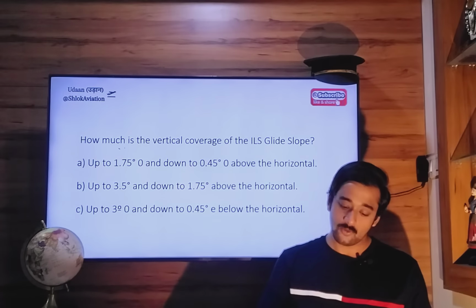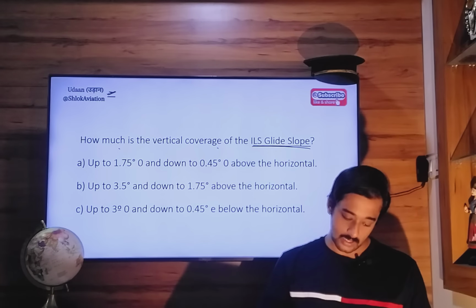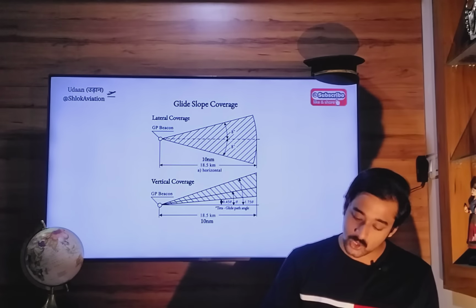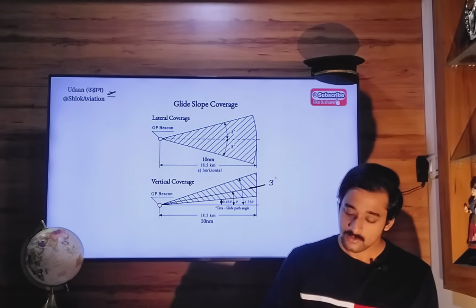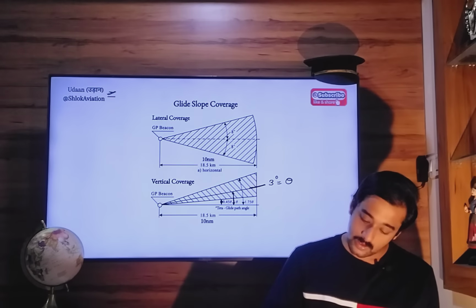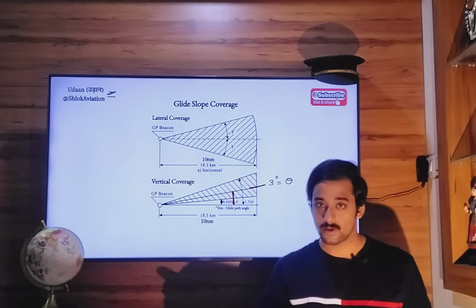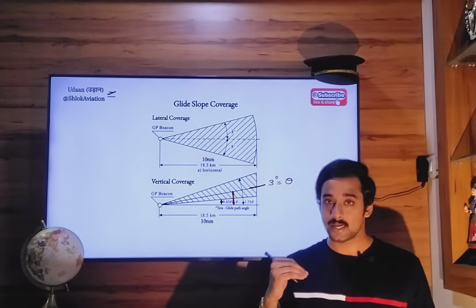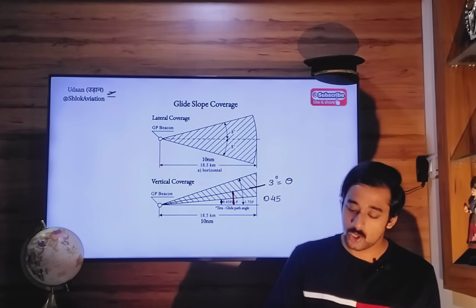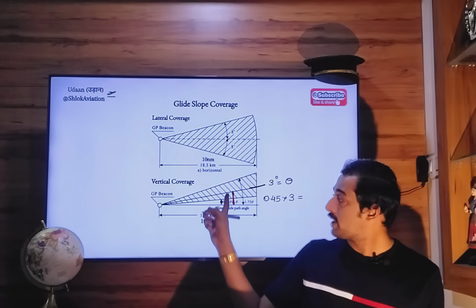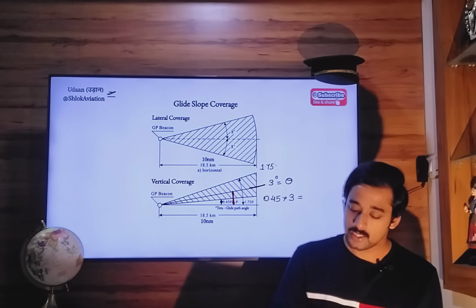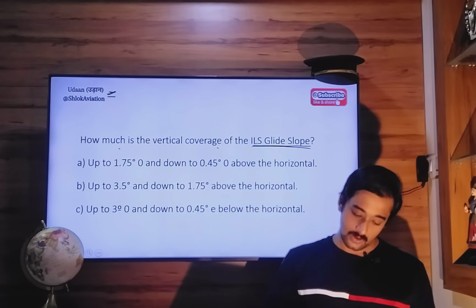Next, how much is the vertical coverage of ILS glide slope? So, this is the vertical coverage of ILS glide slope. The standard glide slope will be 3 degree. Theta will be 3 degree. This theta you can see here. That is 3 degree from the ground surface. Now, the lower limit of that standard glide slope will be 0.45 times theta. So 0.45 multiplied by 3, and the upper limit will be 1.75 times theta. So 1.75 times 3. Okay.